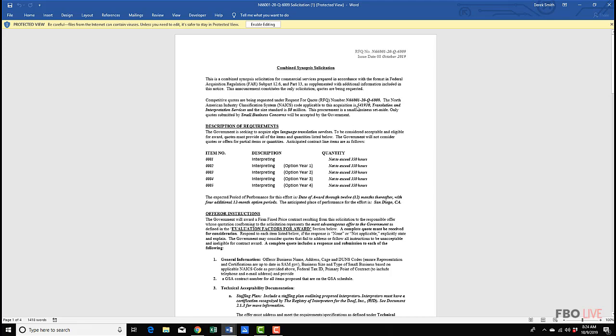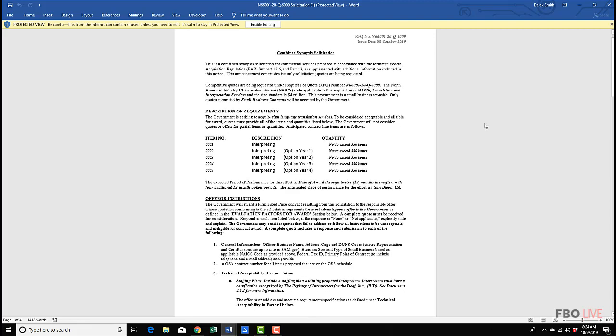So I've got that pulled up. Competitive quotes are being requested. It's a request for a quote. They're straight up calling this an RFQ instead of an RFP. That tells us that there's probably not going to be a huge amount of proposal requested or required. It's probably going to be more technical and pricing only. They're letting us know the NAICS code, all good stuff that we already know.